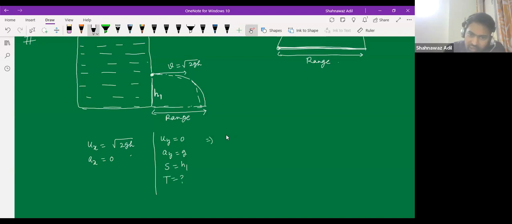We know that s is uy t plus half ay t square. So s is h1, uy is 0, so this is cancelled. This is half, ay is g, and t square. So the total time it will take this water to flow from here to here would be how much? t equals root of 2h1 by g.